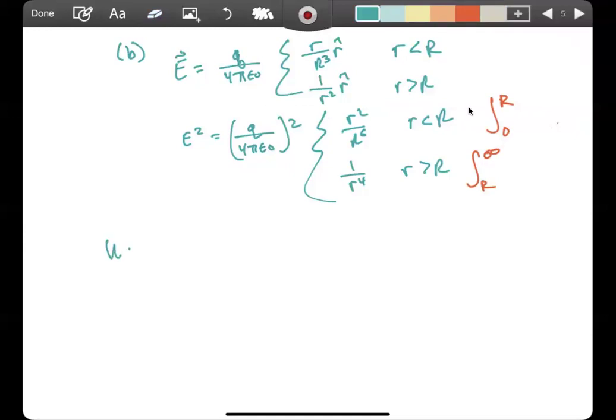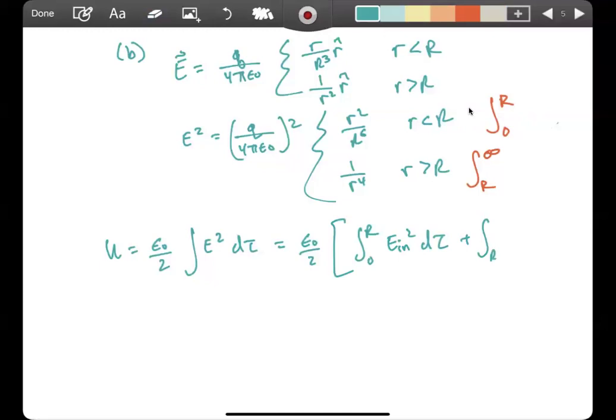This says that my energy stored is going to be epsilon naught divided by 2 times the integral of the field strength squared integrated over the volume. But again, we know we have two different electric fields. So this is epsilon naught divided by 2 times the integral from 0 to capital R of the interior electric field portion squared, integrated over the volume, plus the integral from R to infinity of the exterior portion of the electric field squared, again integrated over the volume, where the volume is still the same as last time.